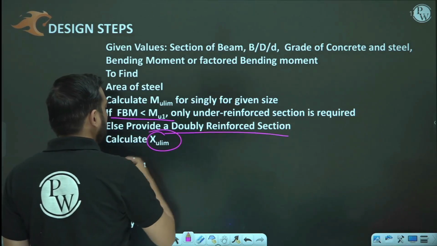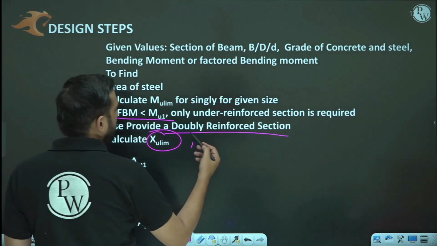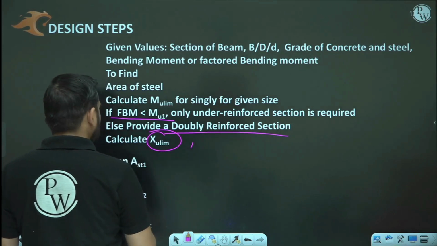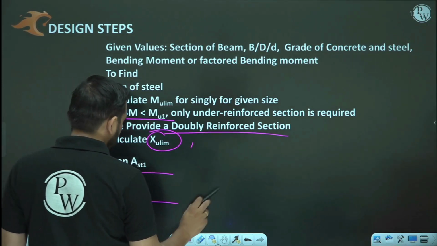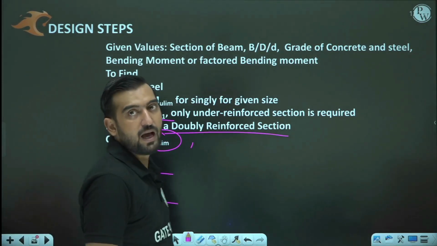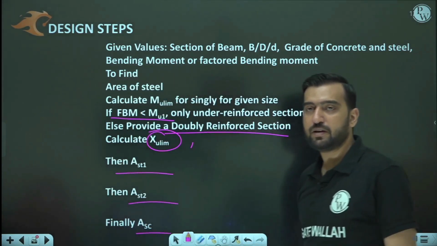First of all, we are going to calculate Xu,lim. We are going to calculate ESC. Then we are getting the value of AST1, then AST2 and ASC. Are you getting it or not? Tell me, my dear friends.